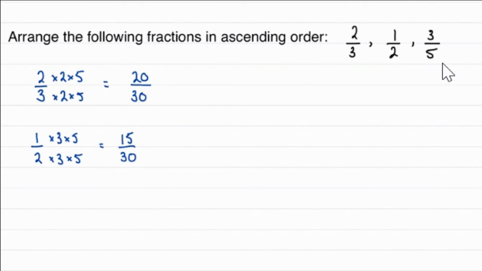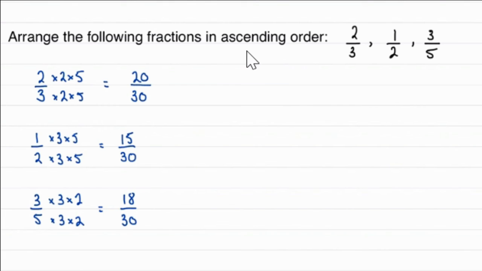Doing my last one, 3/5. So my other two denominators are 2 and 3. So once again, multiplying top and bottom by those two numbers. So 3 times 3 is 9, times 2 gives me 18. And then on the bottom again, we've got 30. So we've done all three fractions. Using our equivalent fractions, they've all got the same denominator.